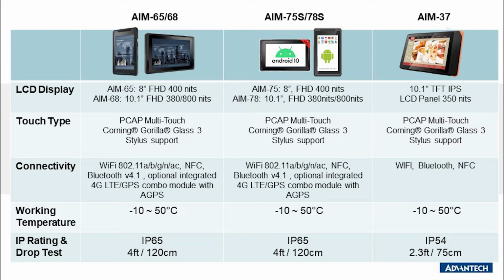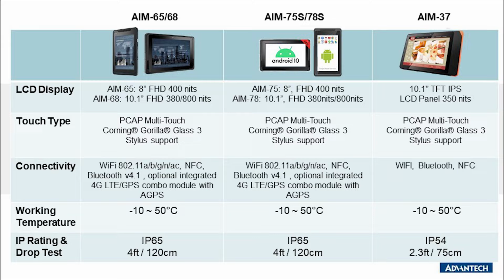For the LCD display, AIM68 and 78 also have an option for high brightness, which is 800 nits, very suitable for outdoor screens. All AIM come with a PCAP multi-touch Gorilla glass, which allows multi-touch, including when wearing gloves. For connectivity, all AIM have wireless communication modules, including Wi-Fi, Bluetooth, and NFC.